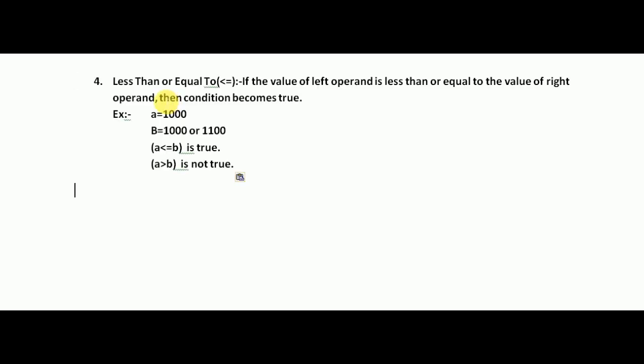Now we talk about the next one, that is less than or equal to. In this, if the value of the left operand is less than or equal to the value of the right operand, then the condition becomes true. Here we have 1000 for variable a and 1000 or 1100 for variable b.